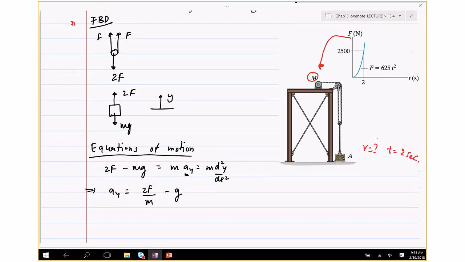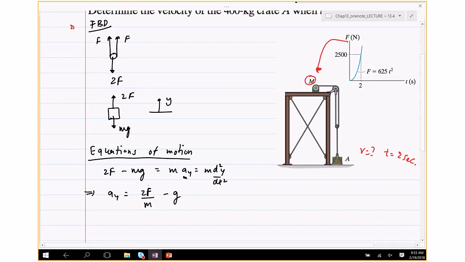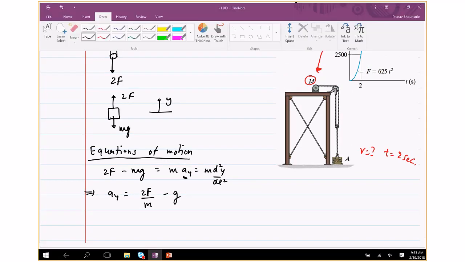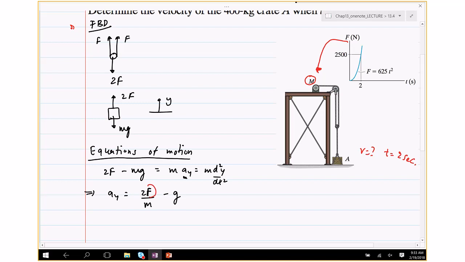Now, this force comes from here, right? The force is not constant. In the previous problem, the force applied was constant. In this case, the force is not constant. So we could get a_y with respect to t. You'll have to take F equals 625 t squared, plug it there, and then integrate that equation.